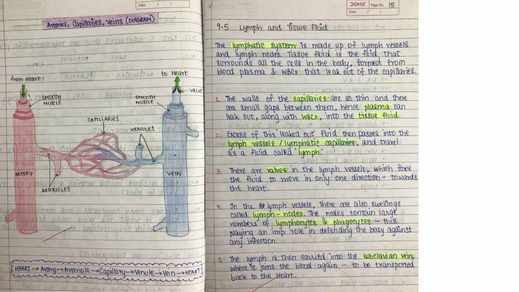So excess of this leaked out tissue fluid passes into the lymph vessels or lymphatic capillaries and travels as a fluid called the lymph. There are valves in the lymph vessels which prevent the backflow of fluid. So it only travels in one direction, which is towards the heart. In the lymph vessels, there are also swellings called lymph nodes which contain a large number of lymphocytes and phagocytes, which play an important role in defending the body against pathogens and infections. The lymph is then carried into the subclavian vein where it joins the blood again, thus to be transported back to the heart.